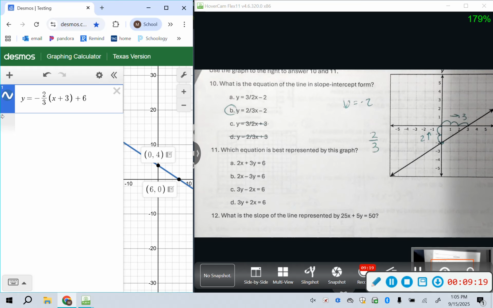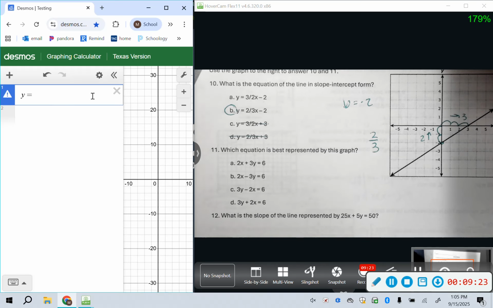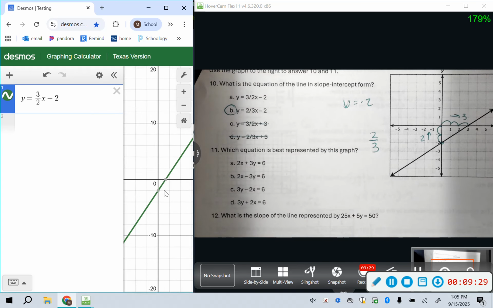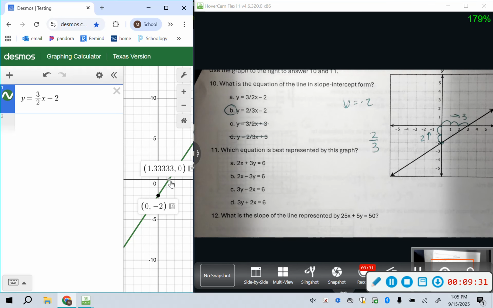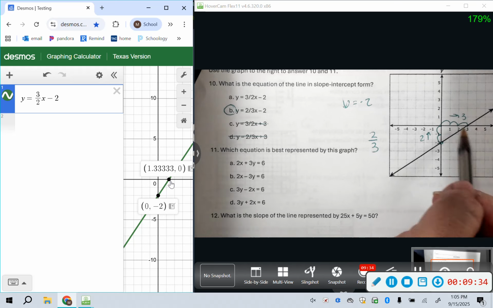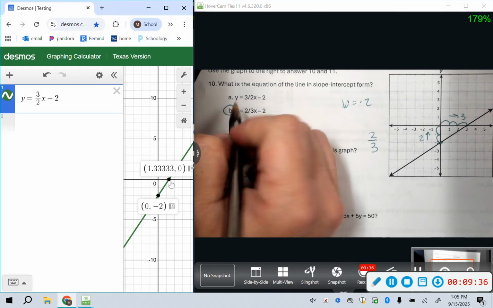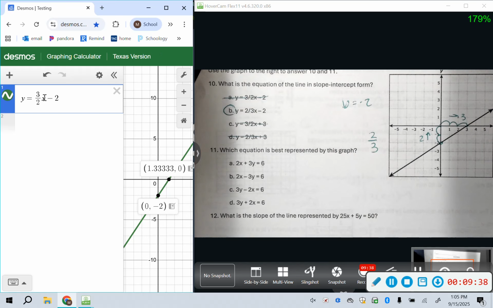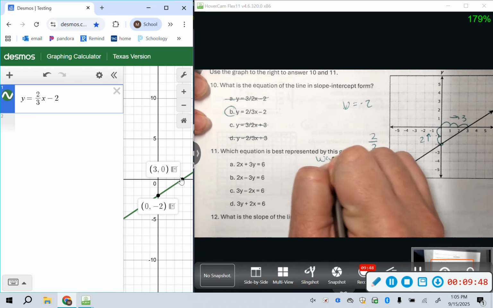Or we could check it in our calculator, y'all. You're given y equals equations. So y equals 3/2 x minus 2. So this one has the correct y-intercept, but looking at x, well, mine touches at 3. That one touches at 1.3, so I know that's not my answer. And if we were to check our answer here, it does touch at 3 and -2, so that is my correct answer.